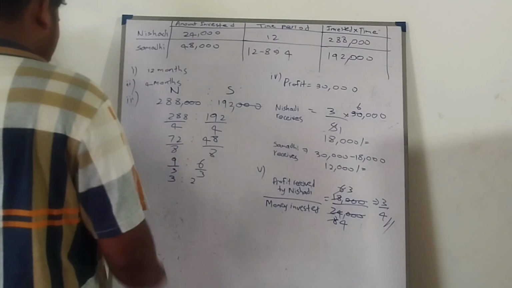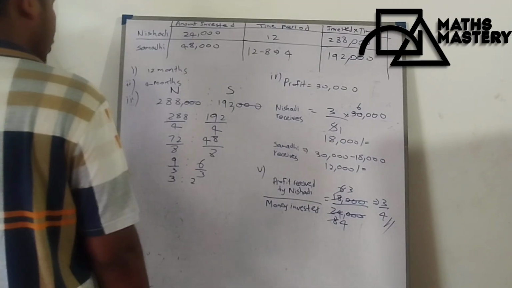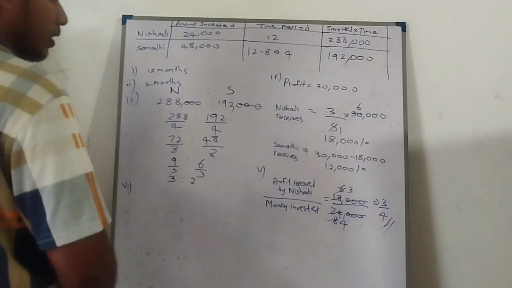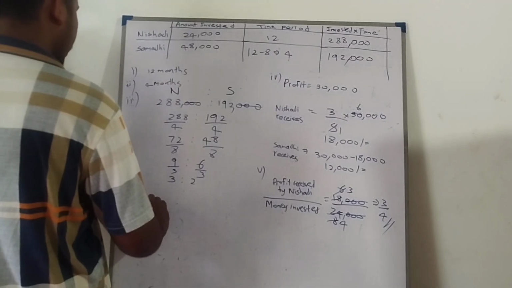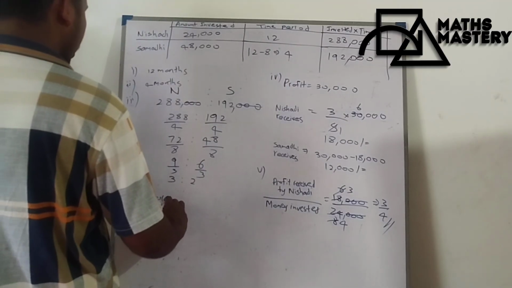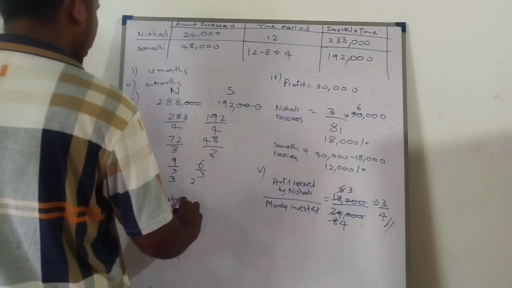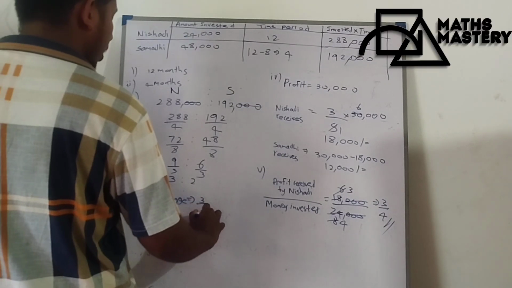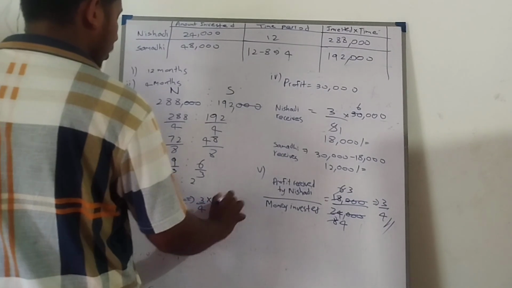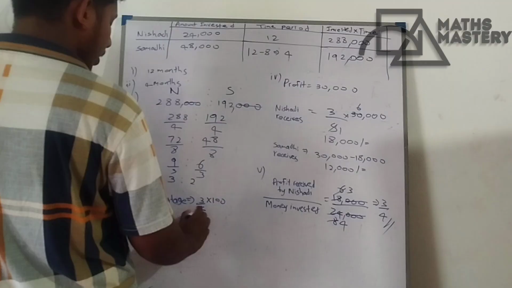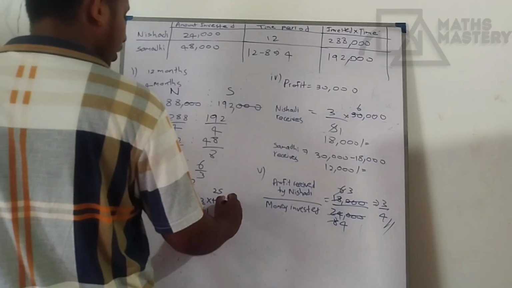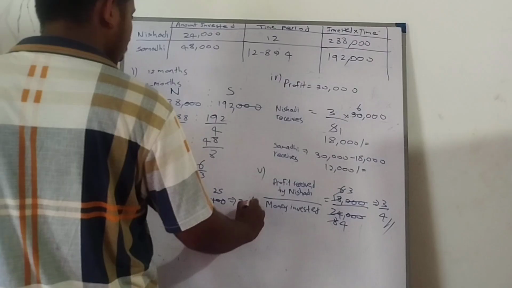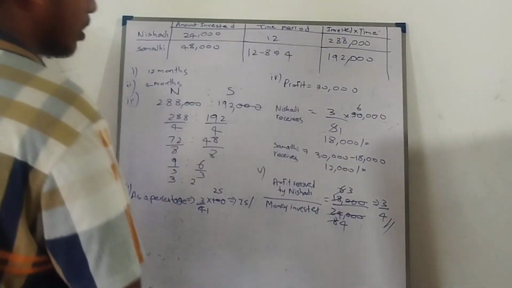Express the profit of Nishadi as a percentage. So this is a fraction, students. When you are converting a fraction into a percentage, it's a simple thing. You multiply by 100. So 3 over 4 multiplied by 100. 4 times 25 is 100. 25 times 3, the answer is 75%. So you get 75% of the total income.